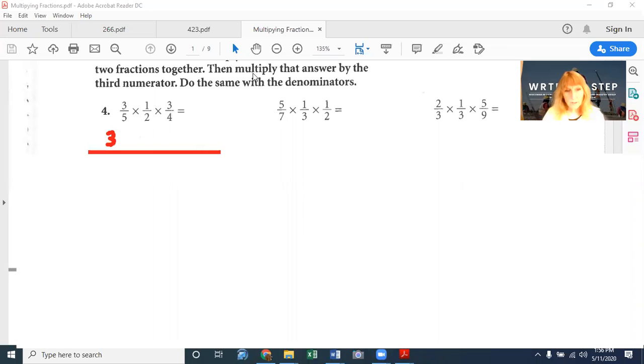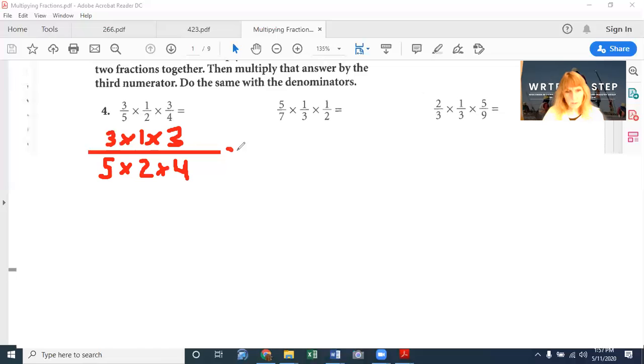So we have 3 times 1 times 3, right? That's the top numbers. Those are our numerators in our fraction. And on the bottom, we have 5 times, you got it, 2 times 4. And then it's just a matter of multiplying everything together.